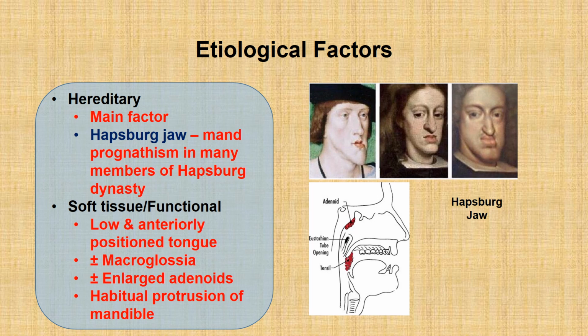Now, the second factor is a soft tissue factor or a functional factor. The tongue is usually low and it may be anteriorly positioned. There may or may not be macroglossia, together with maybe enlarged adenoids. And in a functional etiological process, there's habitual protrusion of the mandible in a forward position.